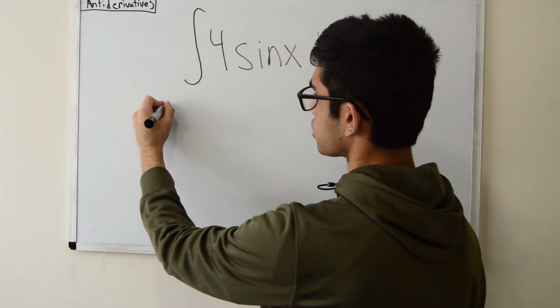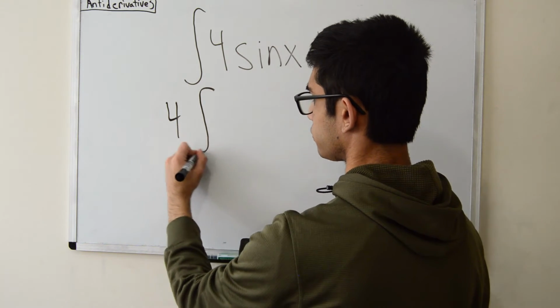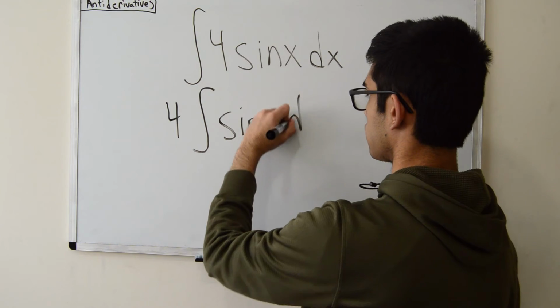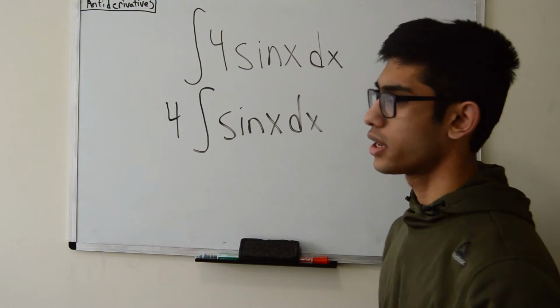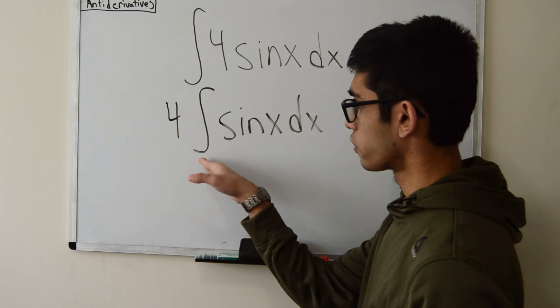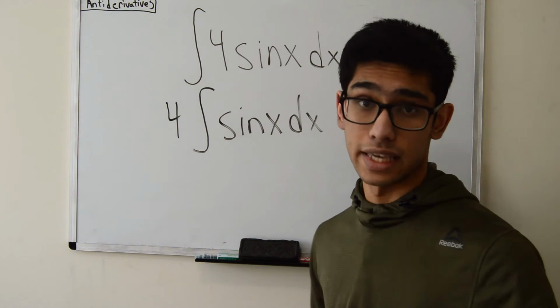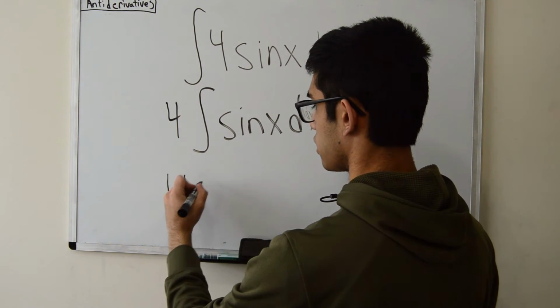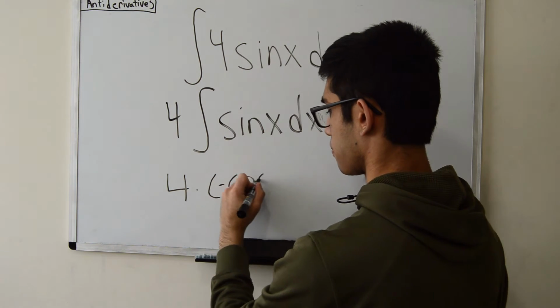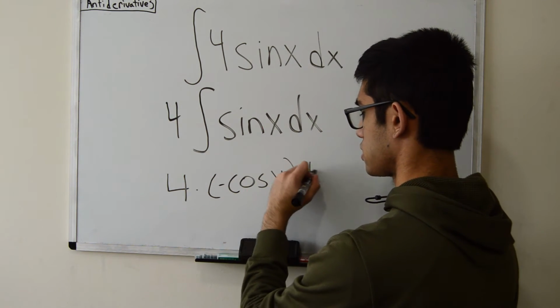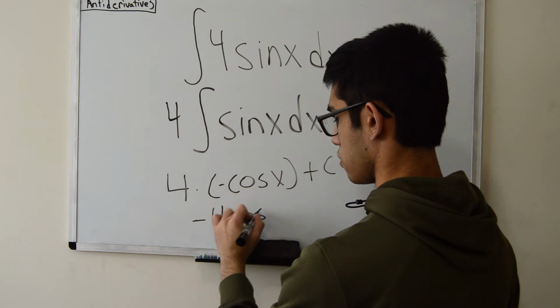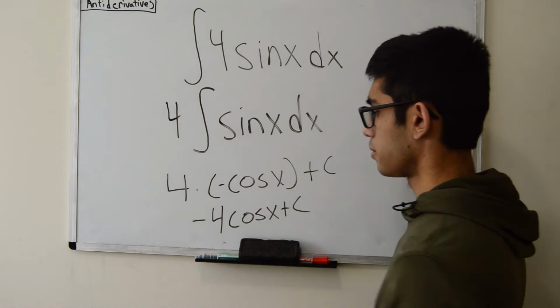bring the 4 out, and then I'll just take the integral of sine x dx. So what is the integral of sine x? Well, we just covered that previously in this video. We know the integral of sine x is simply negative cosine x, plus c. So I can say the answer to this is negative 4 cosine x plus c.